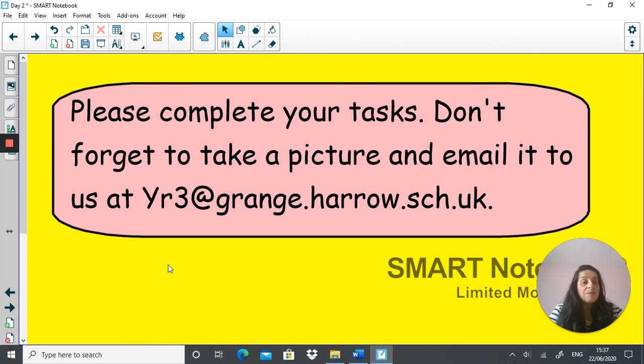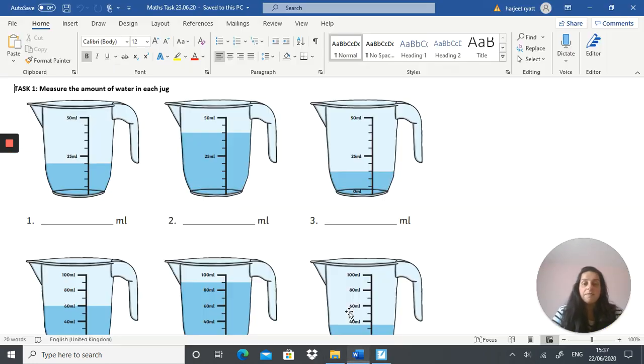So the time has come for you to complete your tasks. Please don't forget to take a picture of your work and email it to me at year3@grange.harrow.sch.uk. And you'll find your work in the usual place on the Grange website under online learning, year 3, and then there'll be maths task 2306-2020. And when you go in there, you'll come up with this task here.